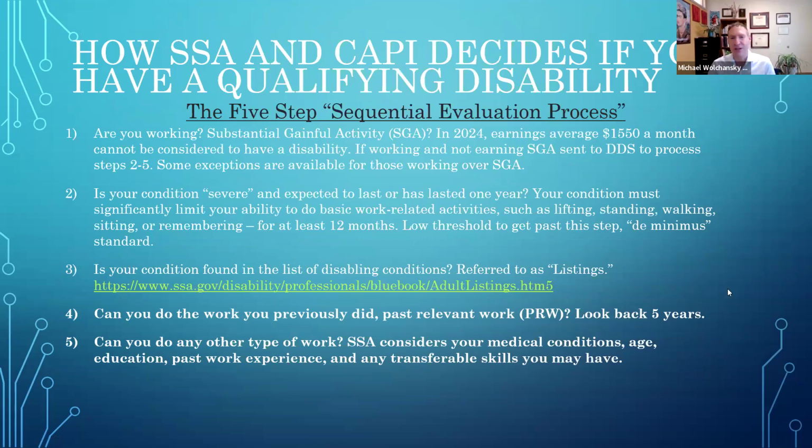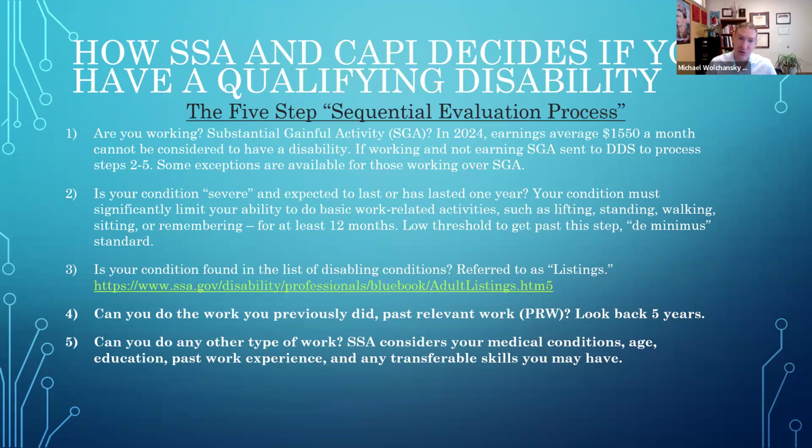Okay, the 5-step sequential evaluation process. This is how Social Security analyzes everything. These are the steps that Social Security looks at, as does CAPI, to determine if you have a disability. And the steps at which you can be found disabled are 3 and 5, but let's go through them from the beginning. The first question is, are you working?